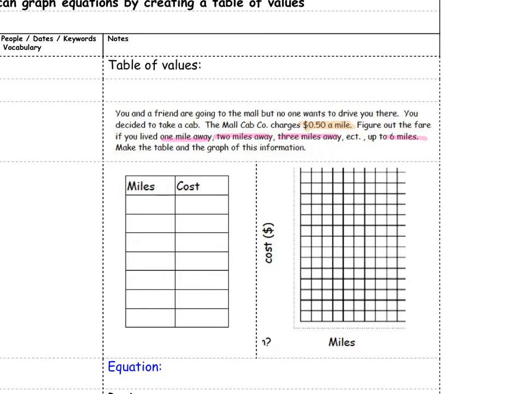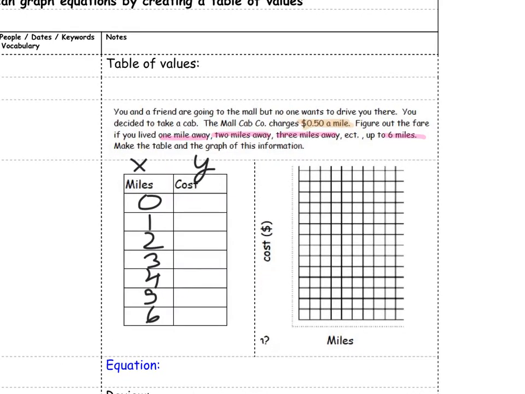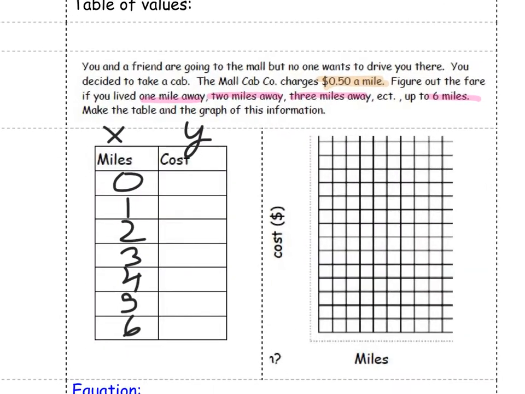So, when we are making a table, remember the x is always first, and the y is always second. So, our problem tells us to write how many miles we are going. I'm going to start at 0 miles and then go all the way to 6 miles. Okay, so when I start at 0, I want to think about how much is it going to cost if I go 0 miles?